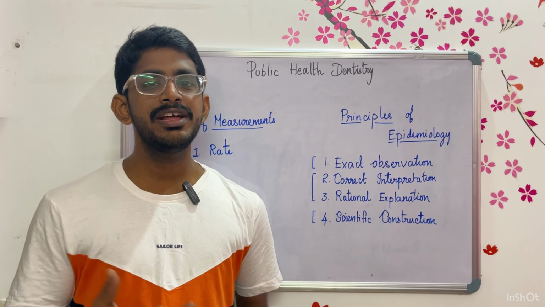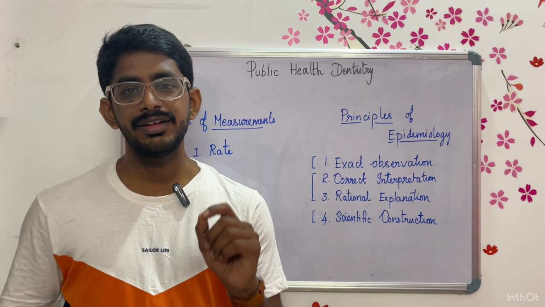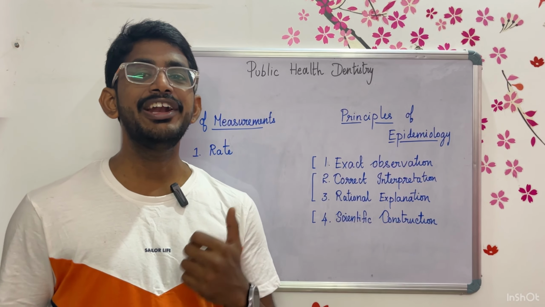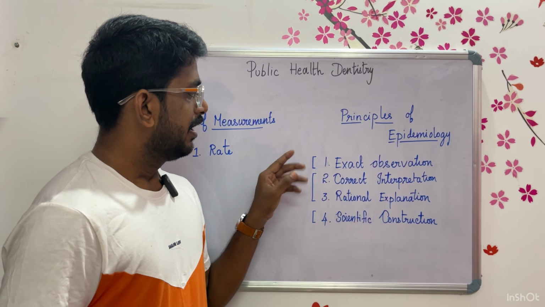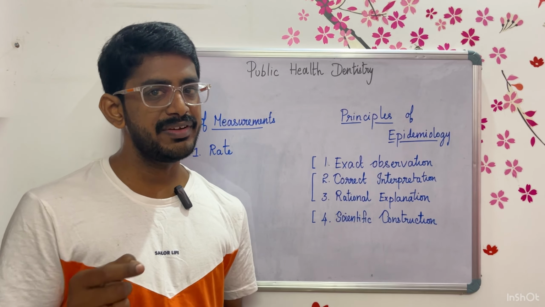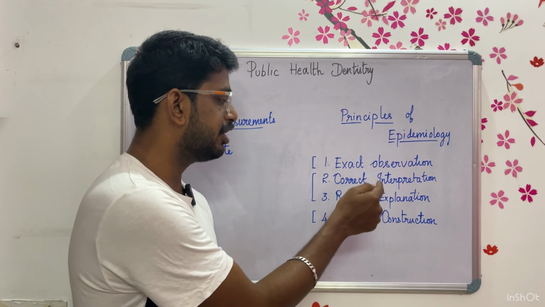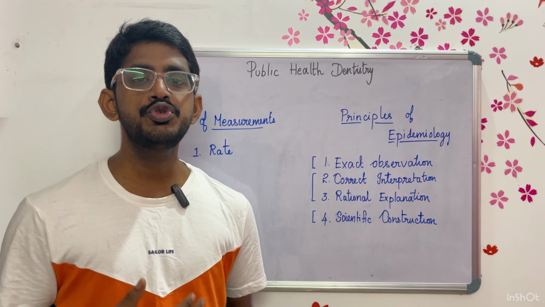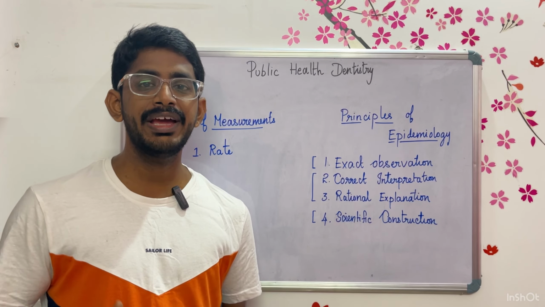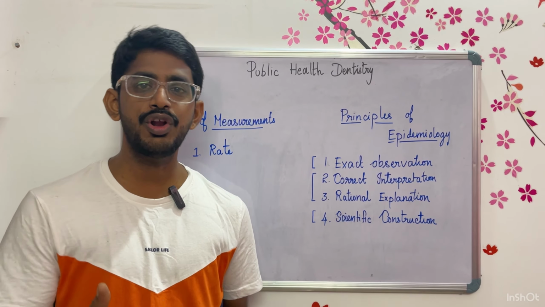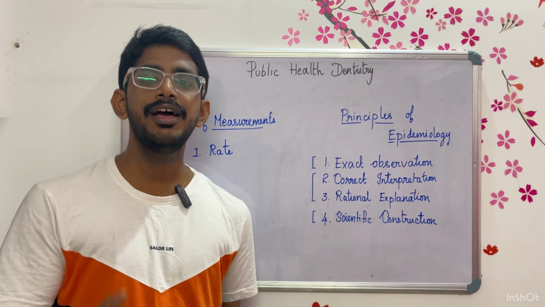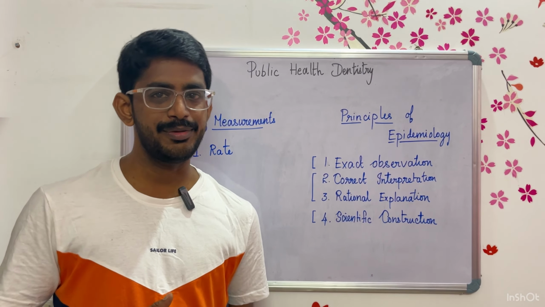And there is another way to look into it. Remember the classification of epidemiological studies? We can try to relate it here. The first step, exact observation, is usually done by a descriptive epidemiological study. The next, correct interpretation and rational explanation. Usually these kinds of conclusions come after an analytical epidemiology, like doing an analytical study: cross-sectional, case control or cohort. Finally, scientific construction is usually done by conducting an experimental epidemiology.